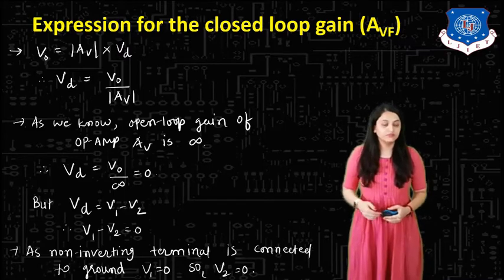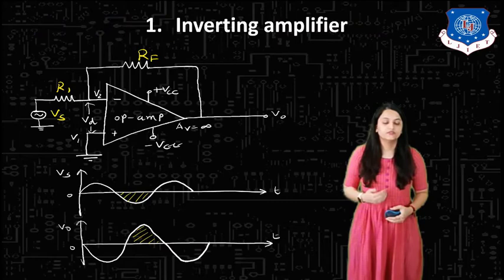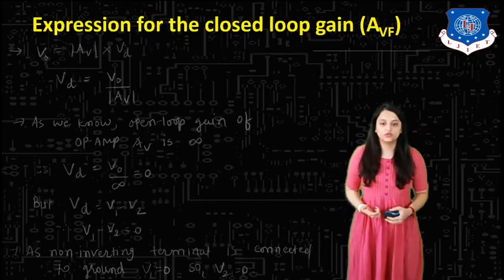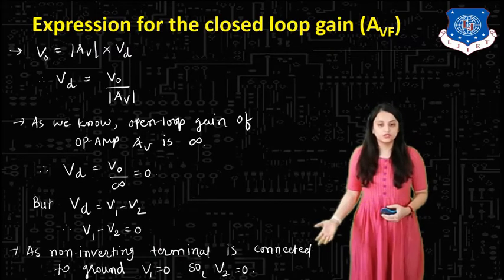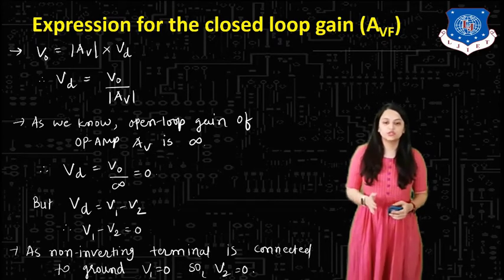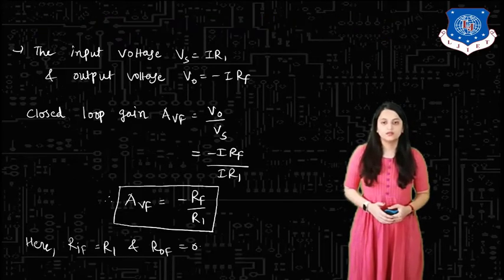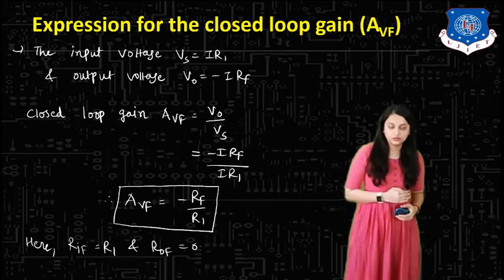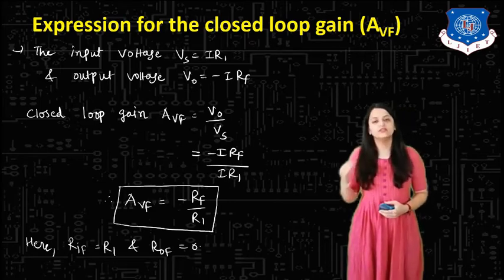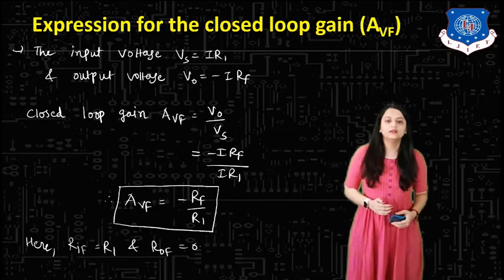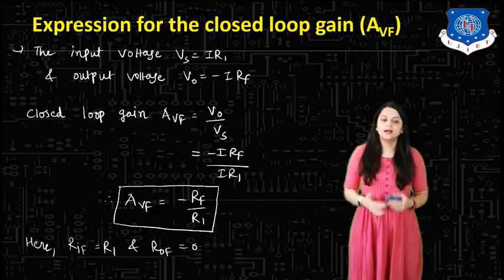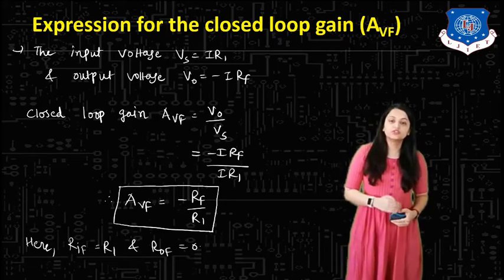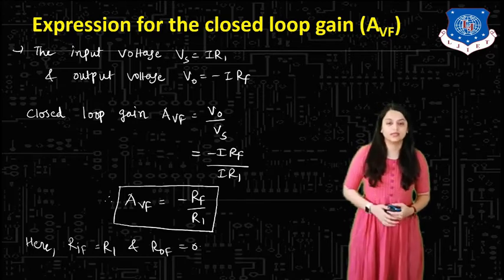We have seen in this figure that the non-inverting terminal is connected to ground, that is V1 equals 0. So as V1 is 0, V2 is also equal to 0. For the input voltage, we know that Vs equals I R1 due to the relation V equals IR. Here Vs is the source voltage, R1 is the input resistance and I is the input current flowing through it. The output voltage is also given as Vo equals minus I Rf, where Rf is the feedback resistance.